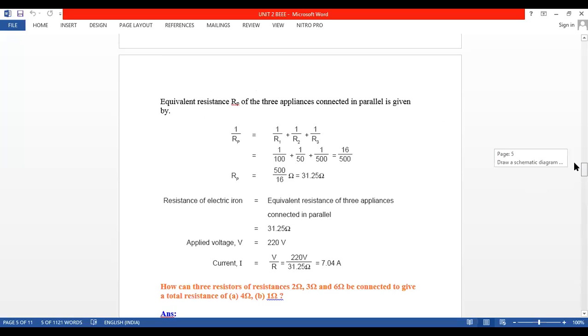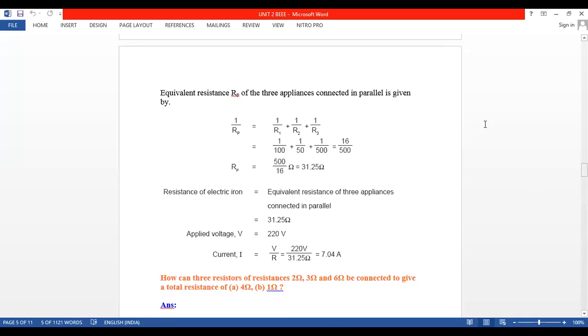Yes, and then they are connected in parallel. In parallel connection, what is the formula? 1 by R total, or 1 by R_P, we have taken equivalent resistance, 1 by R equal to 1 by R1 plus 1 by R2 plus 1 by R3. So we'll get the value after taking the LCM.